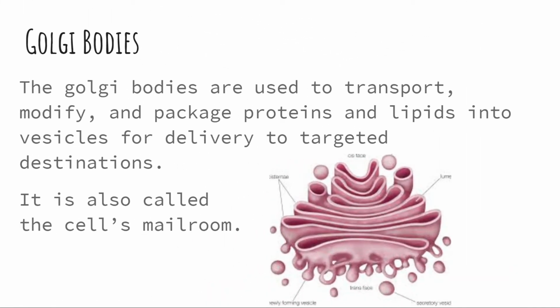Now let's talk about the Golgi bodies. The Golgi bodies are used to transport, modify, and package the proteins and lipids into vesicles for delivery to targeted destinations. What does this mean? The Golgi bodies modify and package the proteins and lipids, which are the nutrients of the cell, into small containers and then deliver them to targeted destinations, which are the parts of the cell that need these nutrients. Hence, the Golgi bodies are also called the cell's mailroom, since it performs all of these functions and it relates to our human life post office.